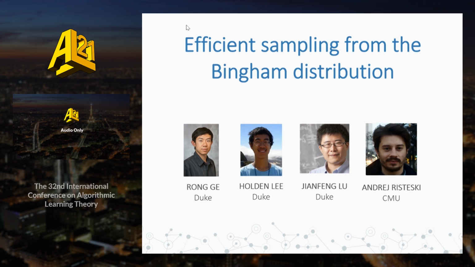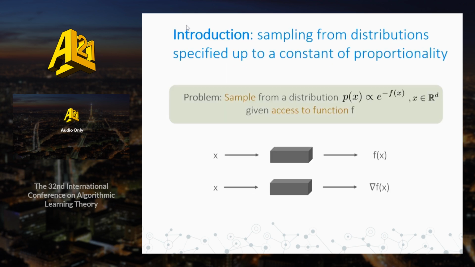Our paper is about efficient sampling from the so-called Bingham distribution. To set the context a little bit, let me set up the problem of sampling from distributions that are specified up to some constant of proportionality. Namely, the problem here is to sample from a distribution p of x proportional to e to the minus f of x, where we're given access to the function f, either explicitly or through some kind of oracle, so maybe value or gradient oracle.